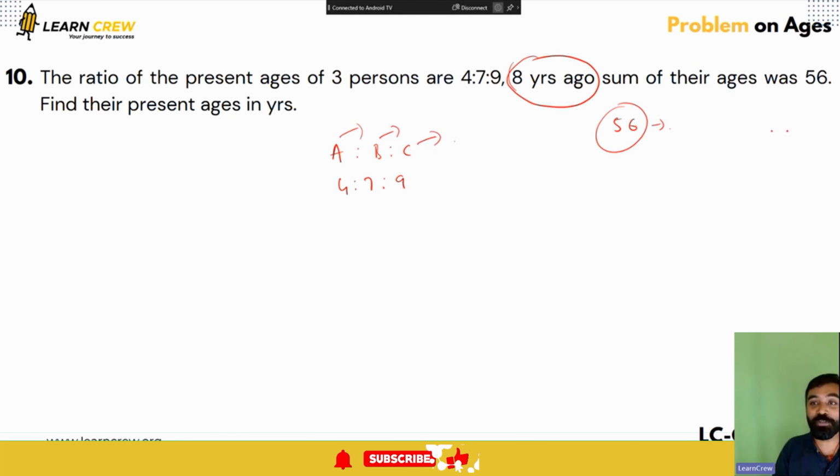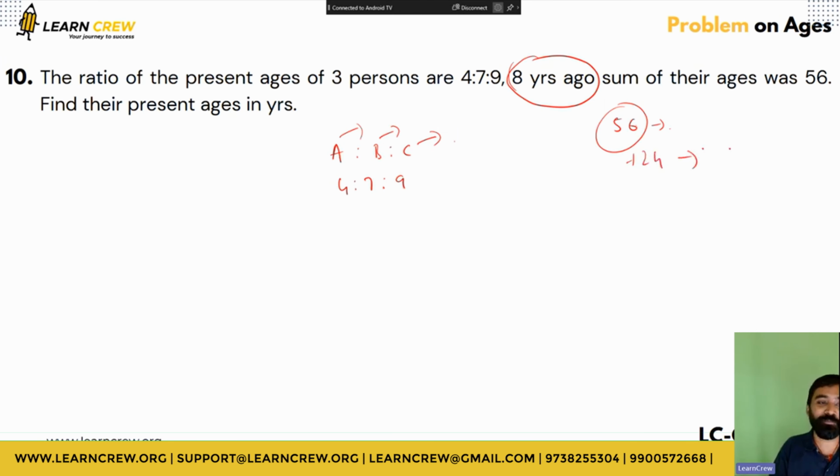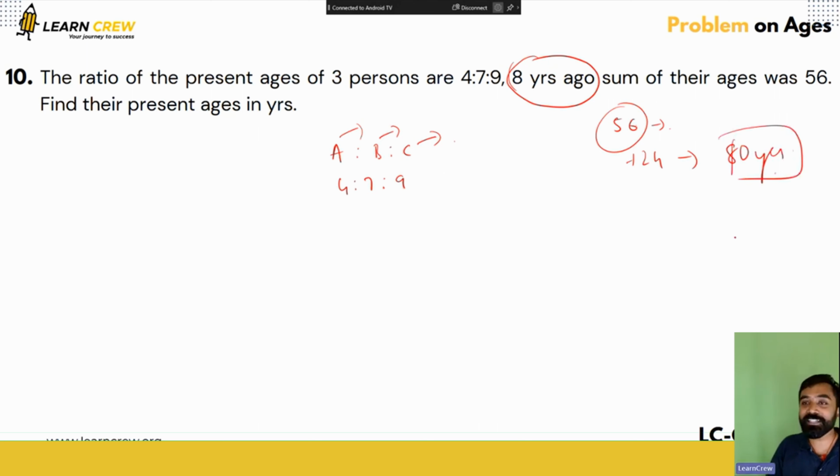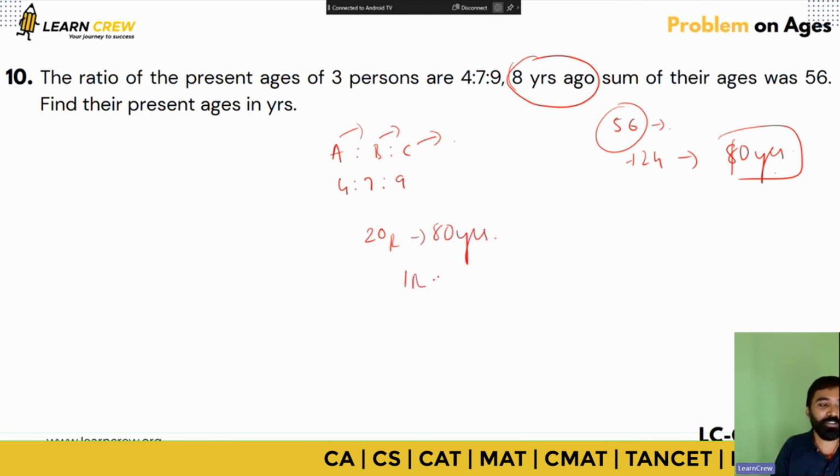8 plus 8 plus 8 becomes 24. 56 plus 24 becomes the current sum of ages. That is nothing but 80 years. If this is the current sum of ages, the ratio is 4 plus 7, 11, 11 plus 9 is 20. 20R is equivalent to 80 years. So single R equals 4 years.